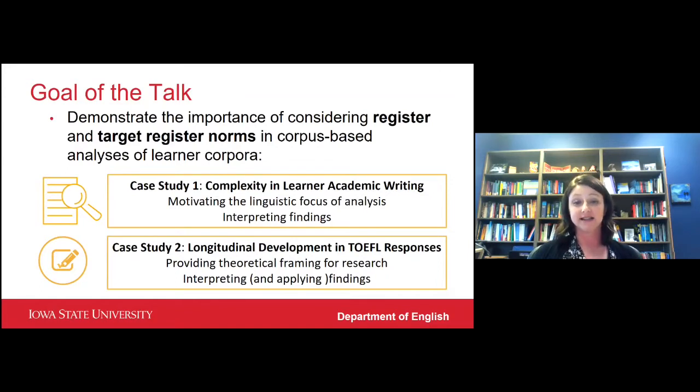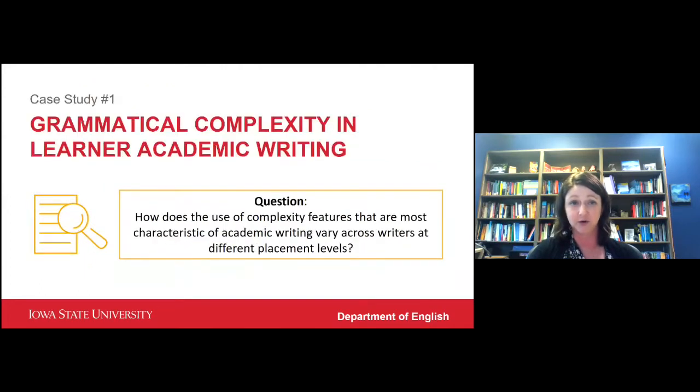In the second case study, I'm going to look at longitudinal development in TOEFL responses. And in addition to register providing a theoretical framing, this case study will show how register can be used to enrich our interpretations and applications of findings from our learner corpora. Okay, so we will start with case study 1.